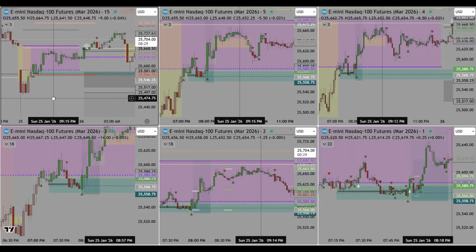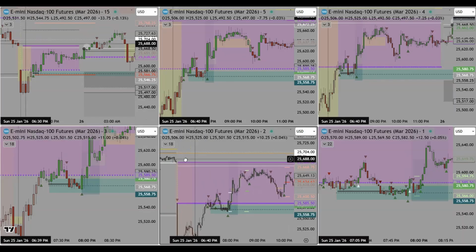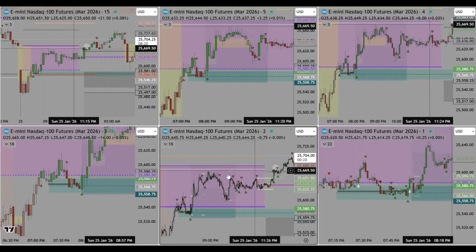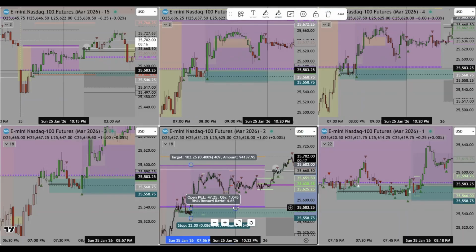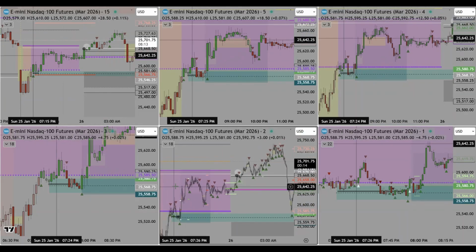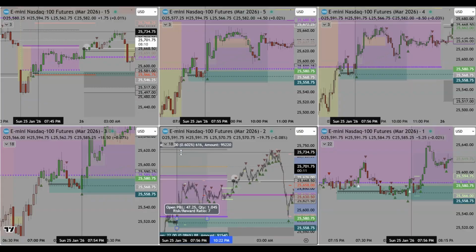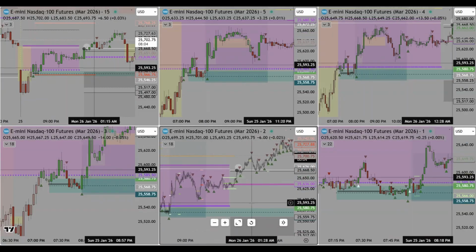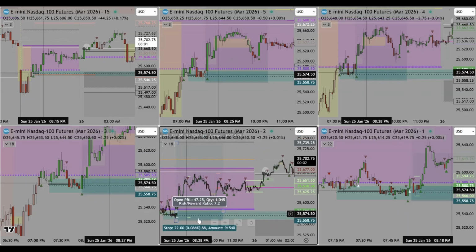But where do we target? We target a previous session high, in this case over here, a 1 to 4 trade, and it continues going higher, so to this 50% of the previous session, 1 to 7. So that's how you can take advantage of this.